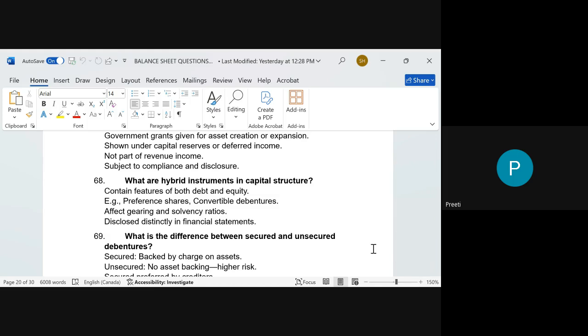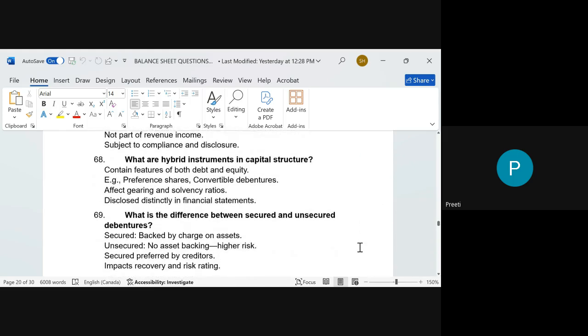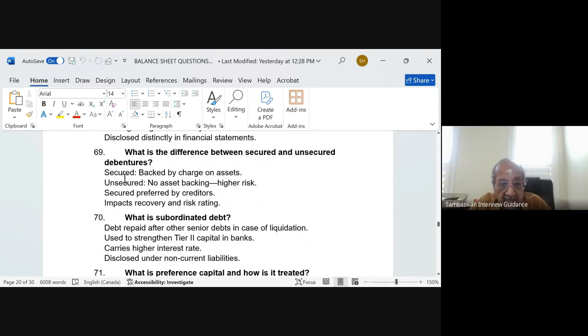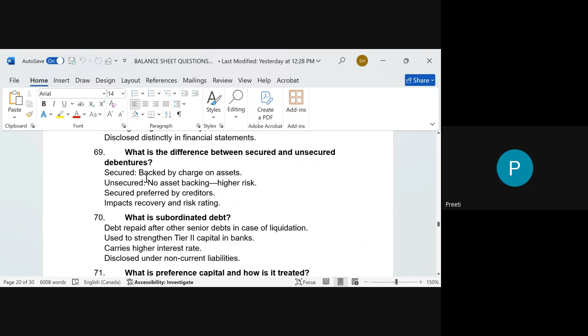What is the difference between secured and unsecured debentures? Secured debentures are backed by charge on assets, and unsecured debentures have no asset backing, so higher risk.